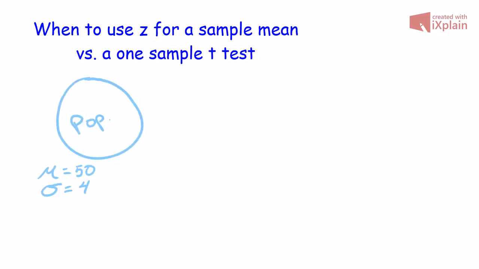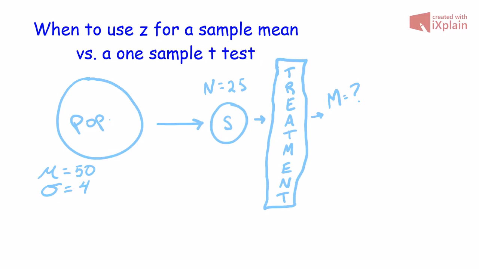So the choice between using a one sample t-test versus a z for a sample mean is pretty straightforward. In this situation, we have a population with known parameters of 50 and 4. Of course, we can't study the entire population, so we take a sample of 25. We treat the entire sample, and the question is, what's the mean of the sample after treatment?